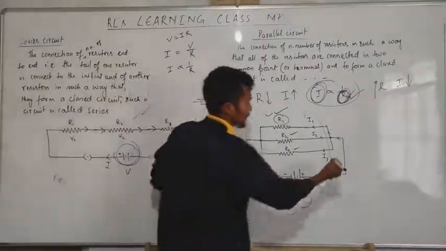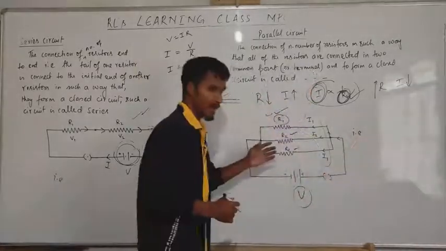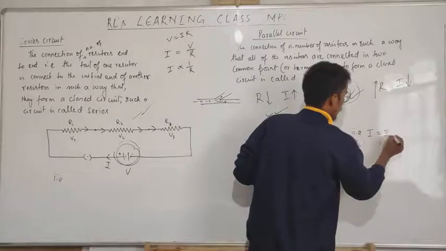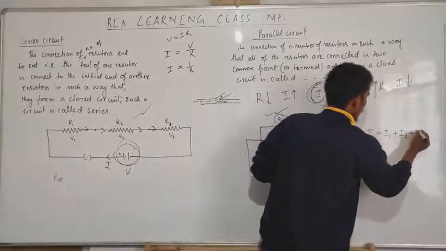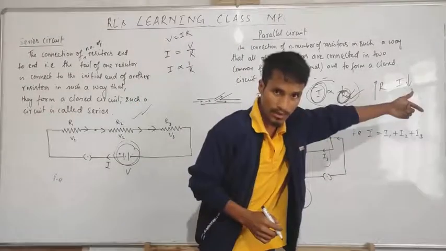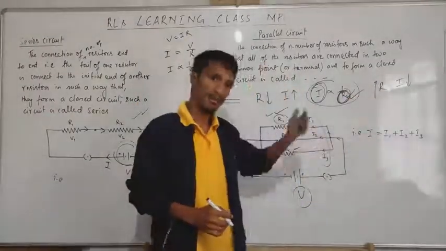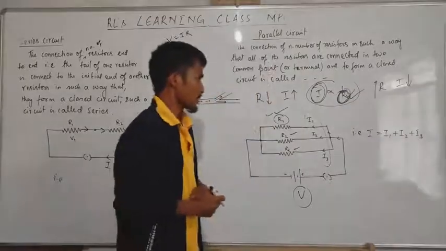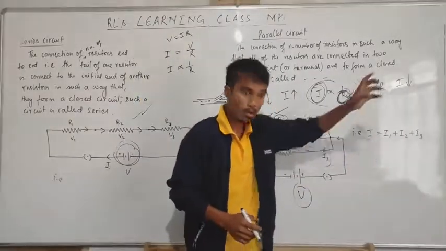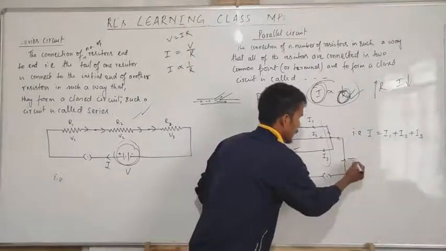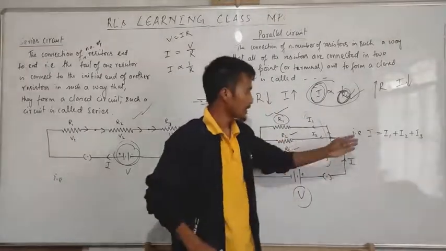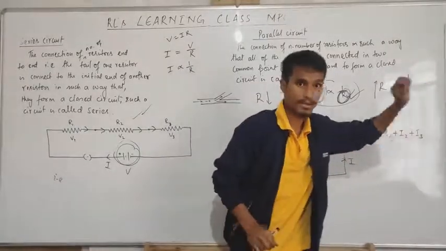Then here I can write that, because here the current is changing. I is equal to I1 plus I2 plus I3, because we take 3 resistors. If 4, then I plus 1 more, I4. If 5, then 1 more, I5. Because the current here is changing, this I is the total supply current. When it reaches here, it divides. Then I is equal to I1 plus I2 plus I3.